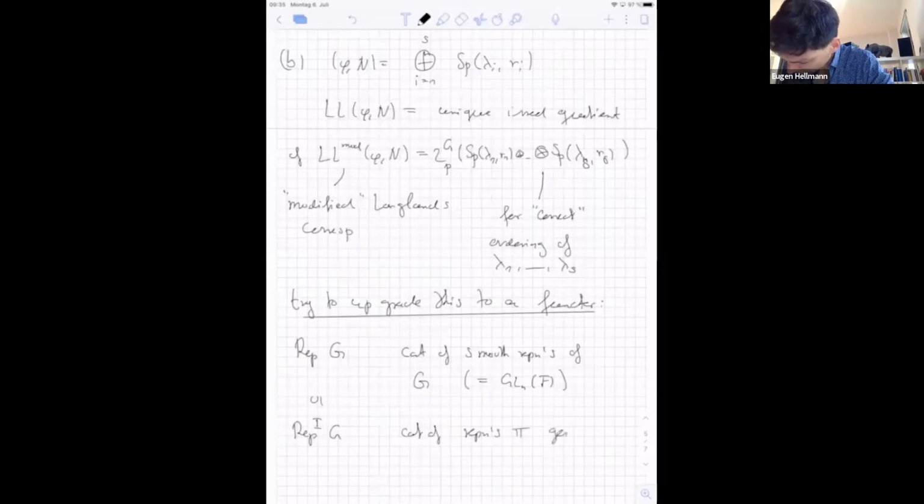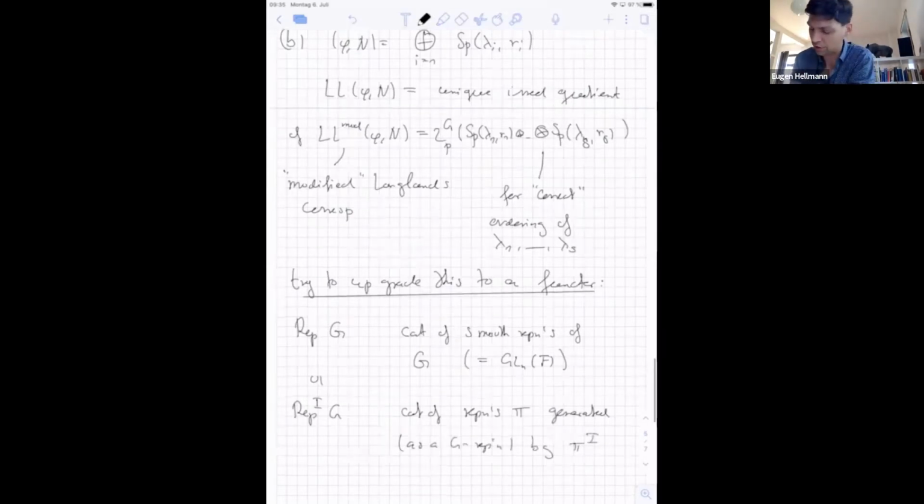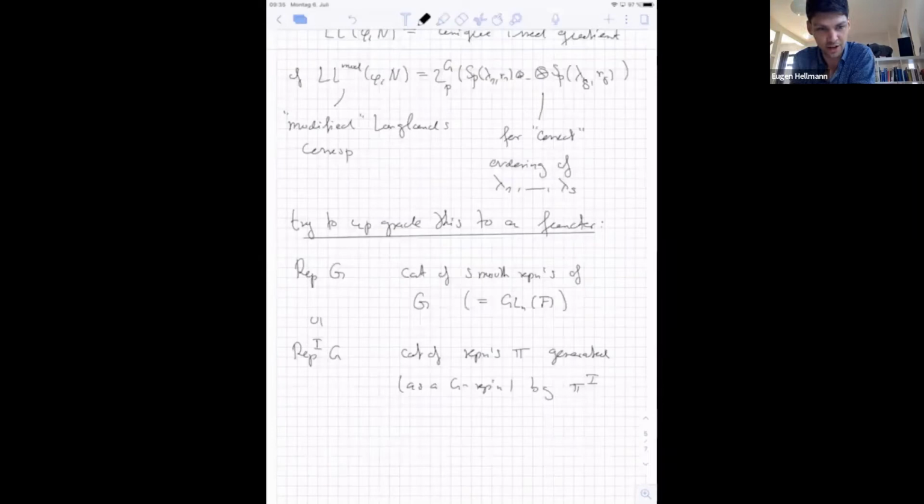which are generated as the G representation by the subvector space of fixed vectors under the Iwahori subgroup. Okay, and this inclusion here is actually a direct factor of this category, or what in this theory you would call a Bernstein block. So this category has a block decomposition.